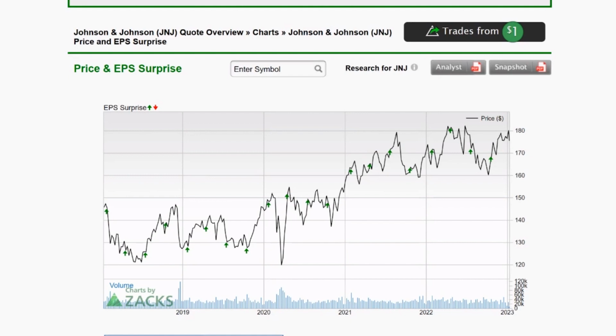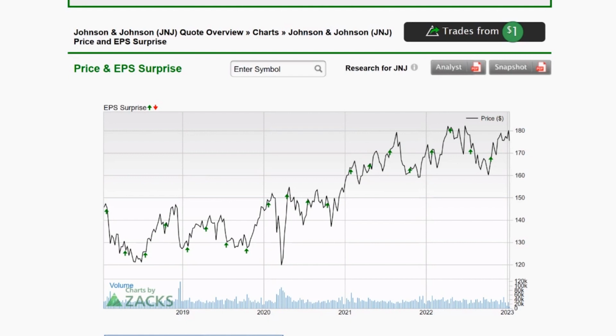The green means a beat or a meet. It could mean a meet. And if you saw some red on here, those would mean earnings surprise misses. So the analysts come out with their consensus estimates. The company tries to beat them. That's the name of the game, right? And if they do, they get a chart that looks like this.